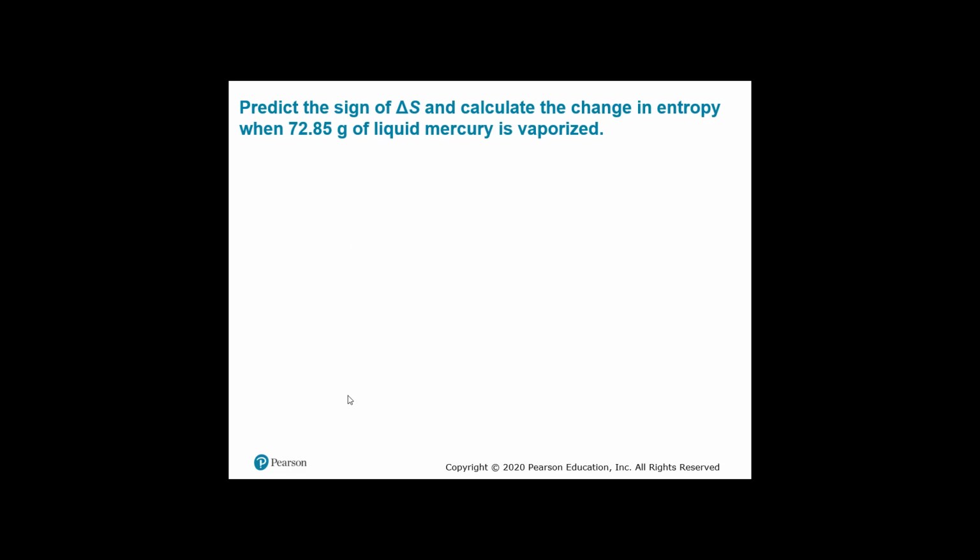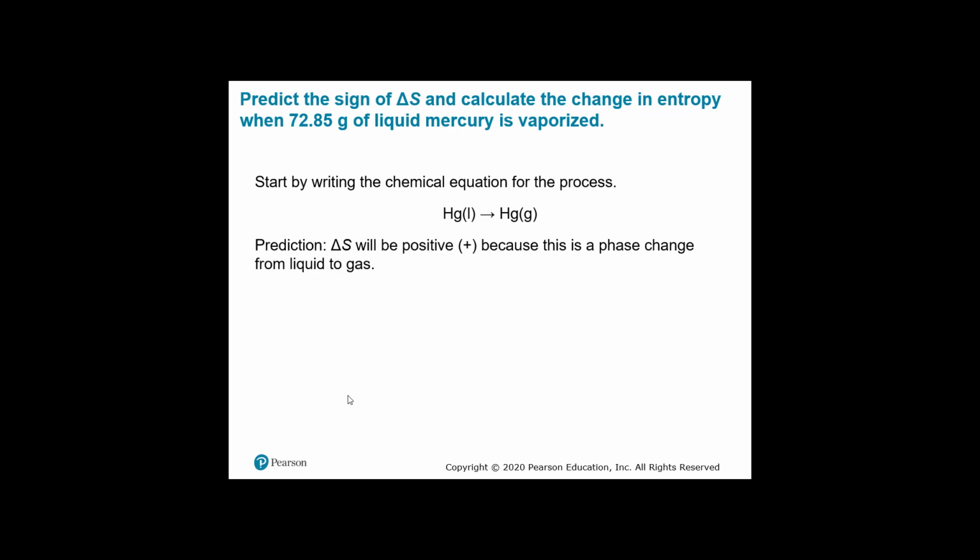Okay, so predict the sign of change of entropy and calculate the change in entropy when 72.85 grams of liquid mercury is vaporized. Again, you may have seen this one. So start by writing a chemical equation for the process. Sometimes I find problems and I change them up a little bit to match what the subject matter is. So what do we predict here?